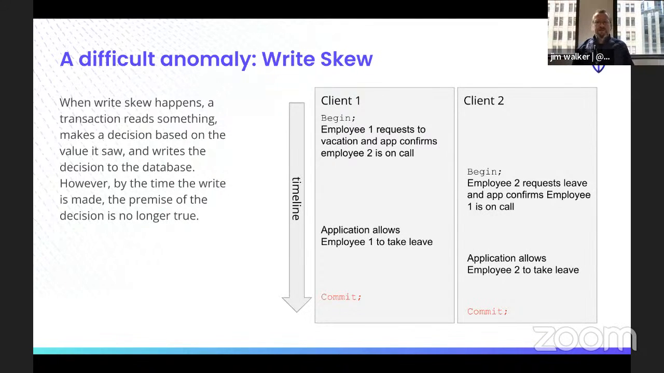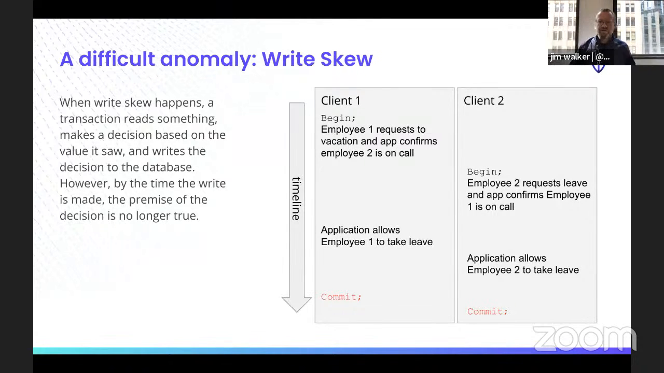And so in client one, I say, I want vacation, and the app confirms that employee two will be on call. So I have coverage, right? That's great. I haven't committed this yet. But at the same time, somebody comes in and says the second employee now wants a vacation, and it sees that, hey, employee one is actually on call.